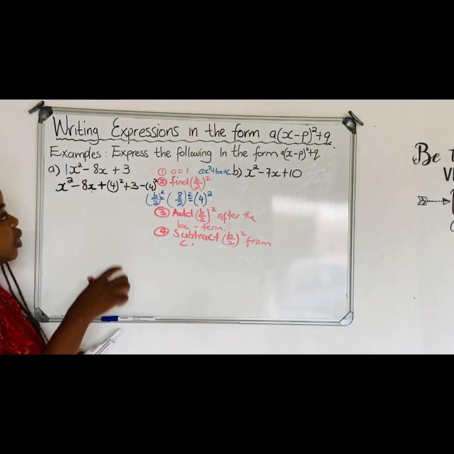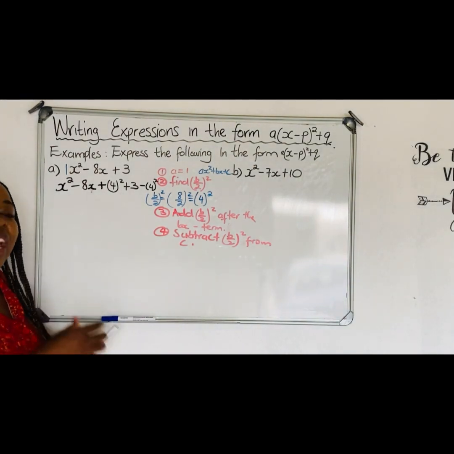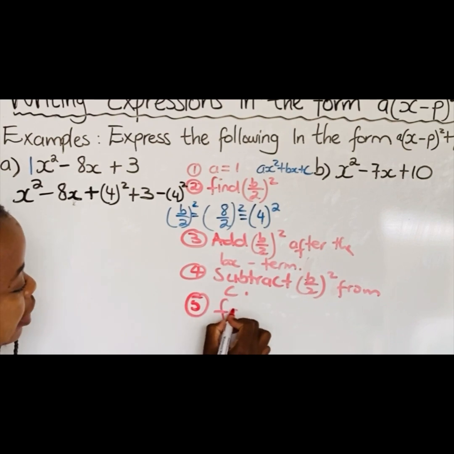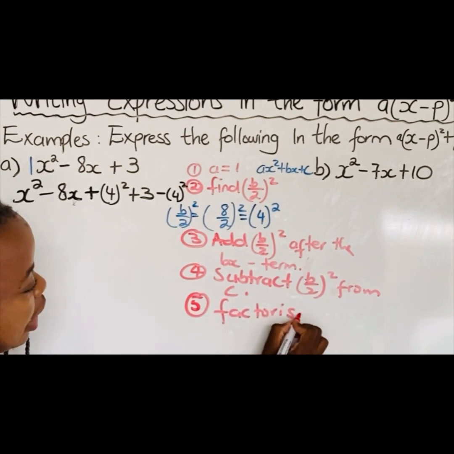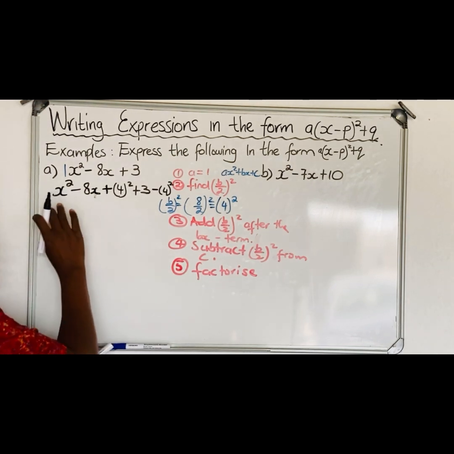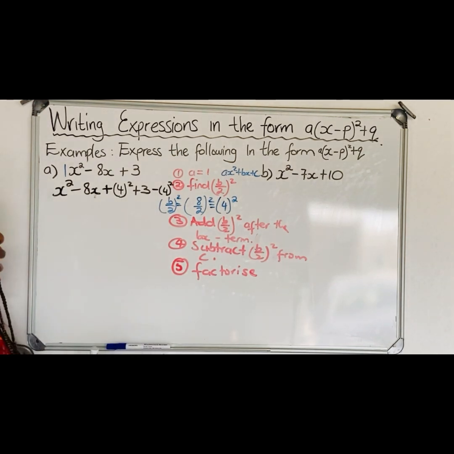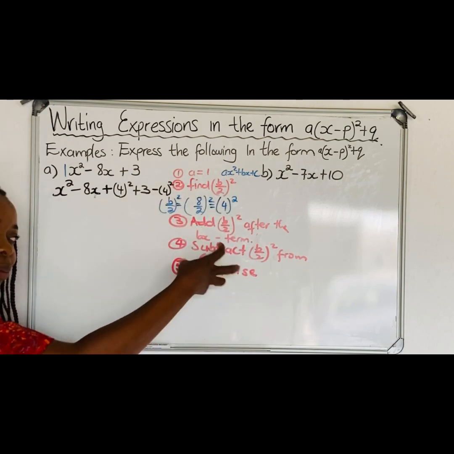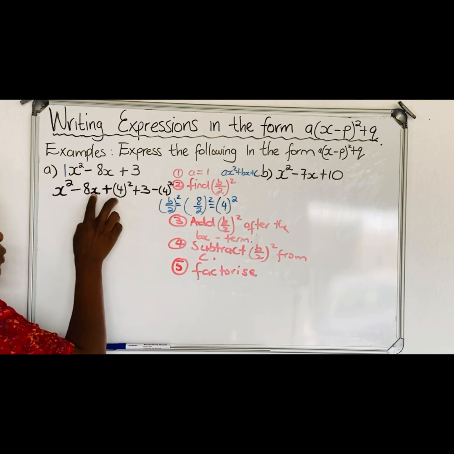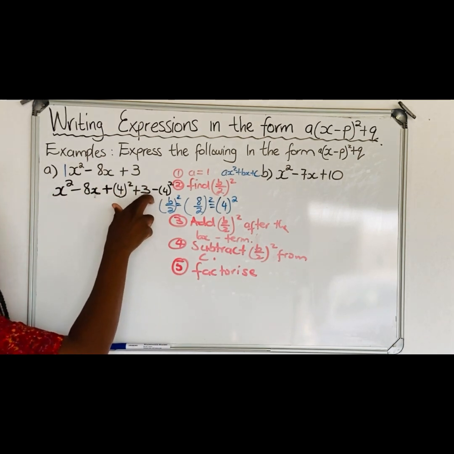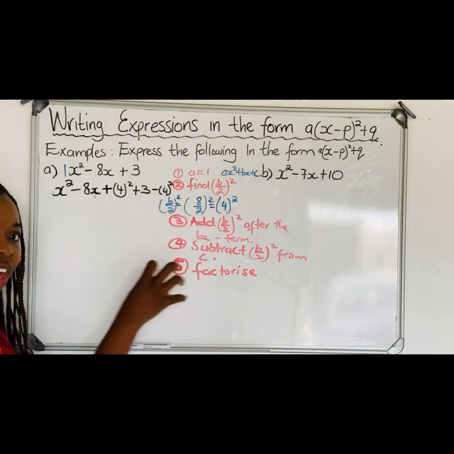Now, to continue, the next step is to factorize. So we are going to factorize, step 5. How do we factorize? We are now going to factorize the first 3 terms, and solve the last 2 terms. So that one you can take note of. Factorize the first 3 terms and we simplify or get the answer to the last 2 terms. So that you can write on your own.